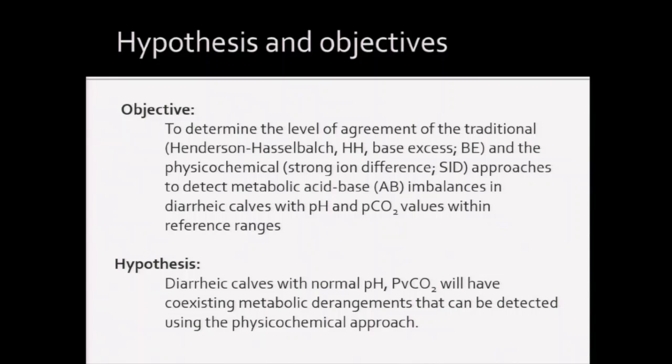What we tried to do in this study was determine the level of agreement between the traditional methods we use to diagnose acid-base disturbances, the Henderson-Hasselbalch equation and the base excess, and the physicochemical approach, or strong ion difference that I outlined at the beginning, in diarrheic calves with pH and PCO2 values within the reference range. The hypothesis that Diego and his group had was that diarrheic calves with normal pH and PvCO2 will actually have existing metabolic derangements that can be detected using the physicochemical approach that you would miss using the base excess or the Henderson-Hasselbalch equation.